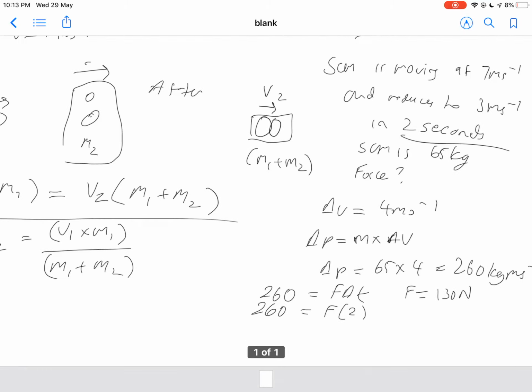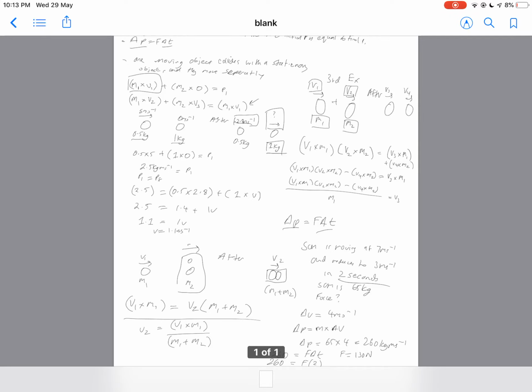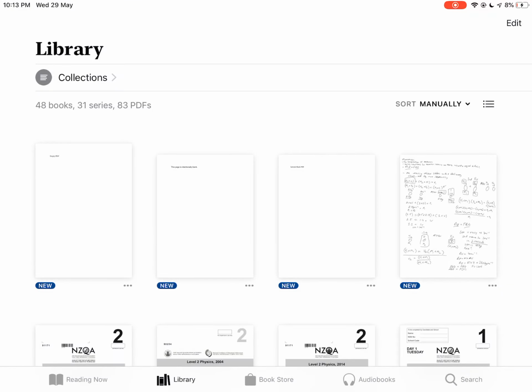Yeah, I think that's basically it for momentum as a topic. I don't think there's too much more to it, so I'll move on to projectile motion next. Projectile motion is a more calculation based topic.